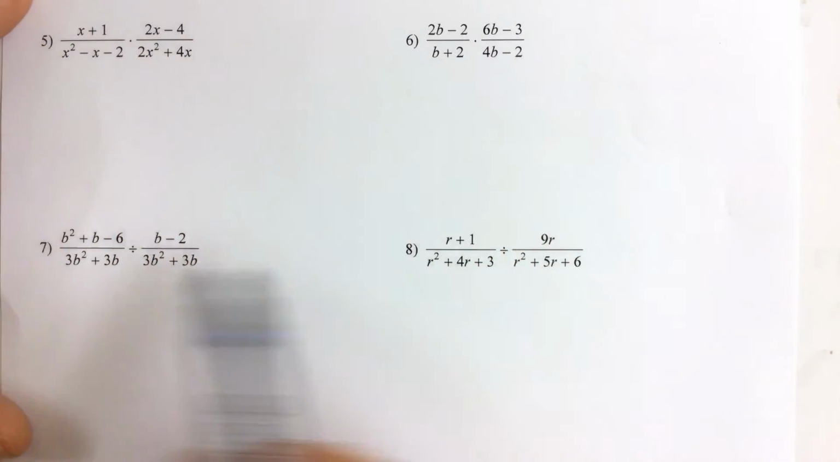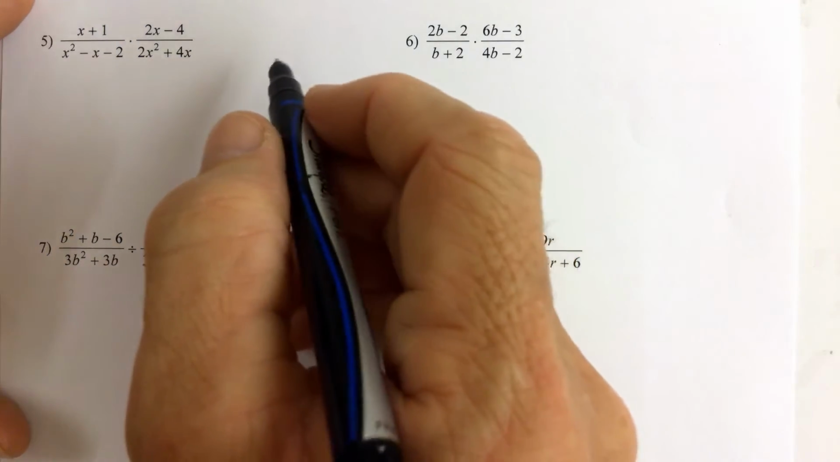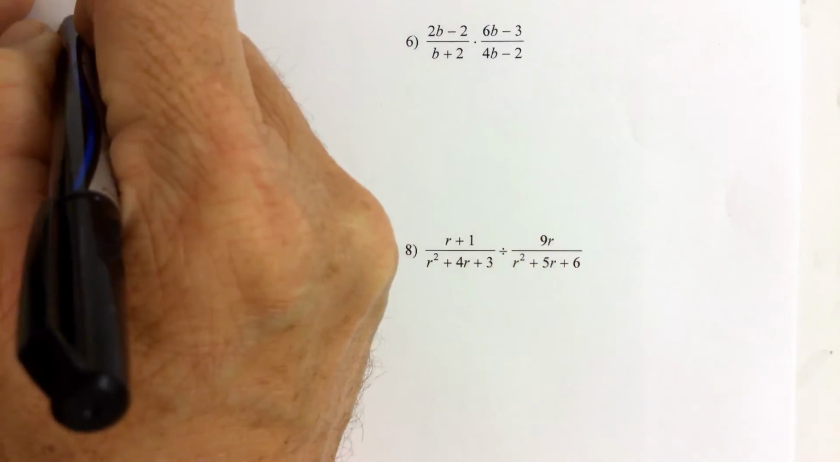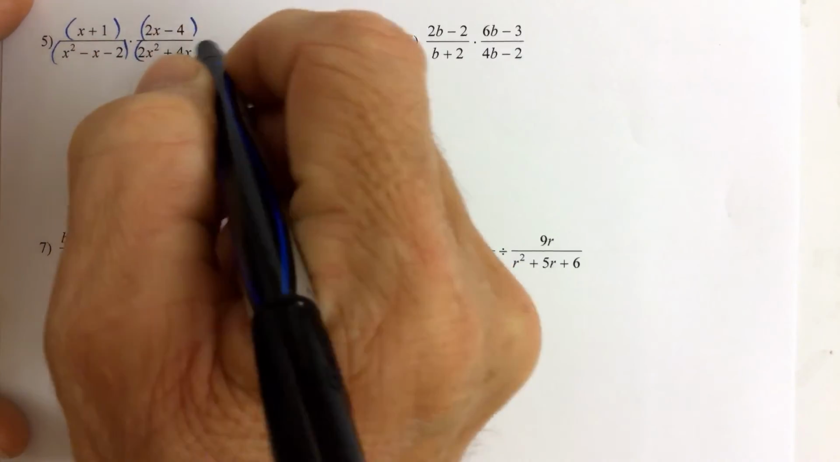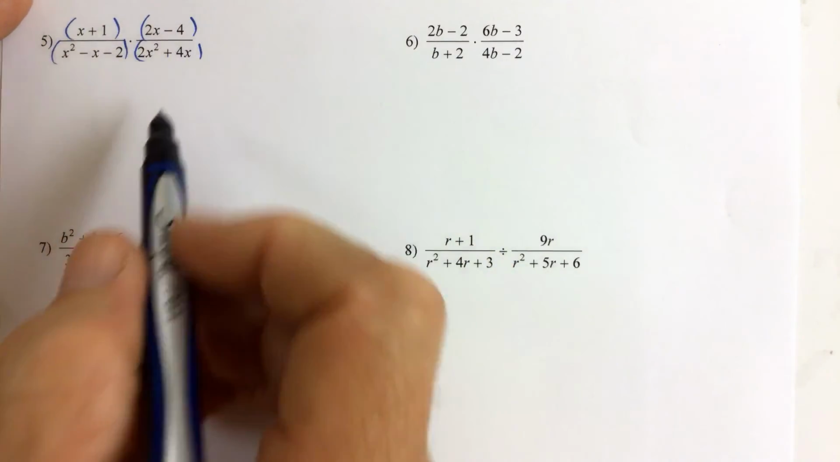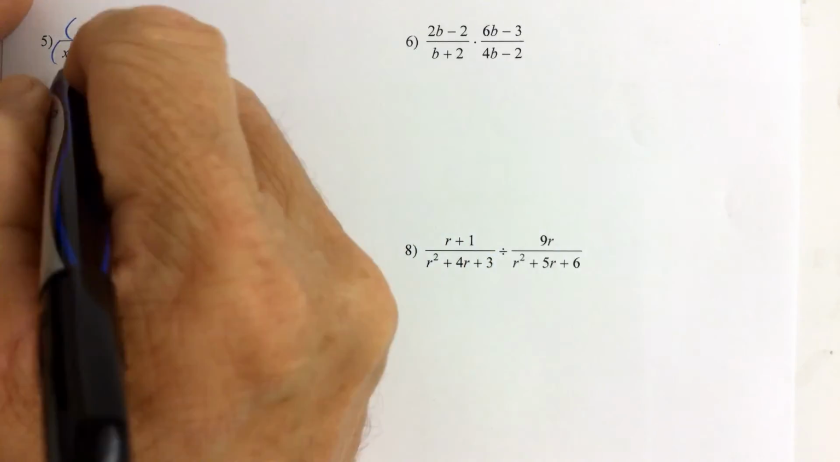In problems 5 through 8, we have the most amount of work. Again, we cancel factors, not terms. Cancel factors, not terms. We have x plus 1, 2x minus 4. We have all these factors, but those aren't factored. Some of these can be factored. So we have to factor.